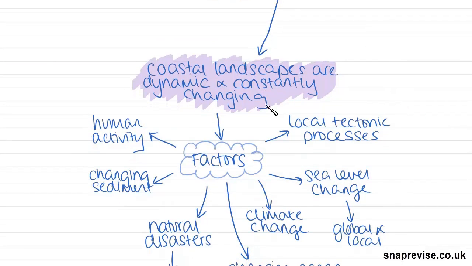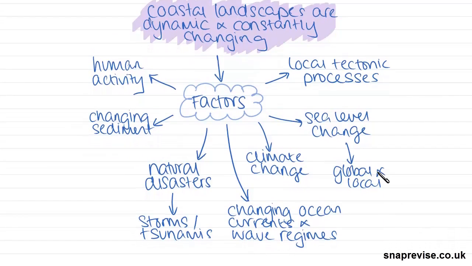So coastal landscapes are dynamic and constantly changing, and this is the whole focus of this video because we're going to be looking at 2 different coastal landscapes that change over time. And this is the same for many coastal environments. They're always changing, they're always dynamic, so landforms are changing over time. And some of the factors that influence this can be things like local tectonic processes, sea level change on a global and local scale, climate change, changing ocean currents and wave regimes. All this is to do if we have changing levels of water. This is going to impact on changing rates of erosion and deposition.